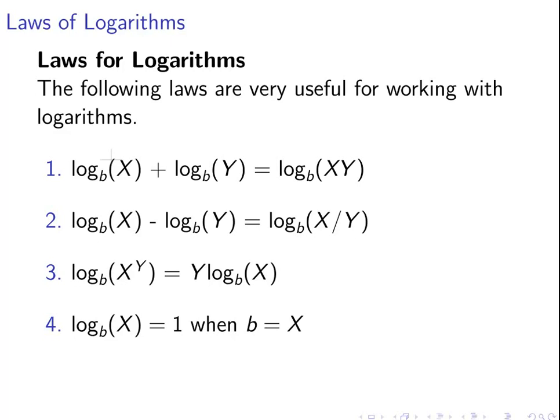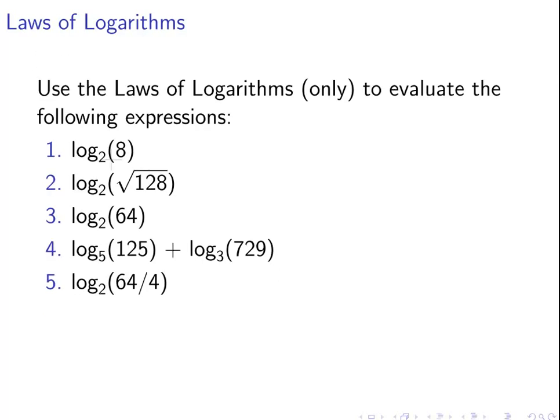Now, rather than use some examples to demonstrate, we're going to go straight into a question here. We're going to use the laws of logarithms only to evaluate the following expressions. When I say only, we're also going to use a bit of mental arithmetic. Log to the base 2 of 8, log to the base 2 of the square root of 128, log to the base 2 of 64, log to the base 5 of 125 plus log to the base 3 of 729, and log to the base 2 of 64 divided by 4. So we're just going to use the laws of logarithms to help us work these out.